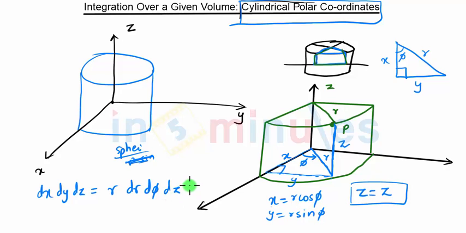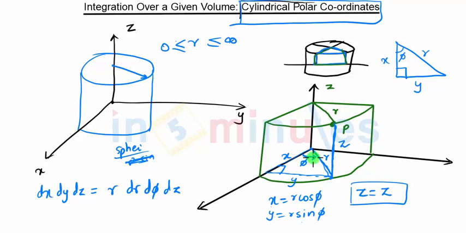So what are the limits of x, y and z? The limits of r: this r is nothing but the radius of the cylinder. So the cylinder radius can be anything starting from 0 till infinity. We can have as big a cylinder as we want. So these are the limits of r.